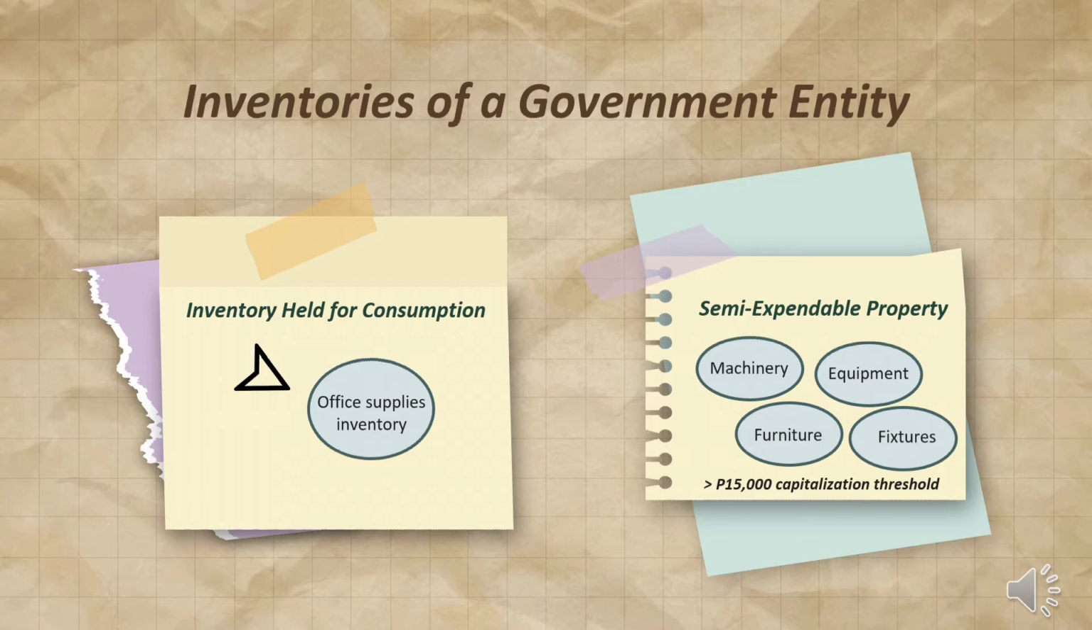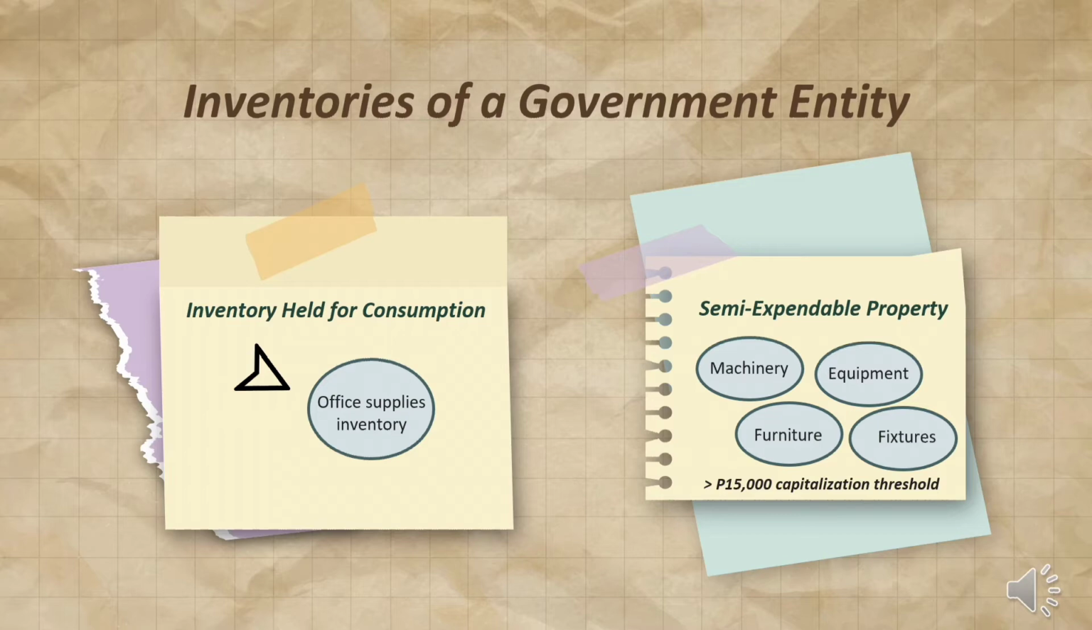And in comparison with the private sector, magkaiba sila actually ng treatment. Sa private sector, yung office supplies ay tinitreat as prepaid, wherein dito si government entity ay nire-record or tinitreat siya as an inventory. So again, yun yung inventory held for consumption, which are items of inventory which are consumed during the normal operations.